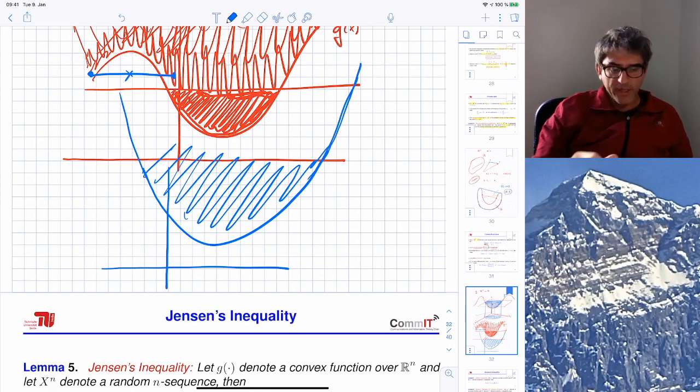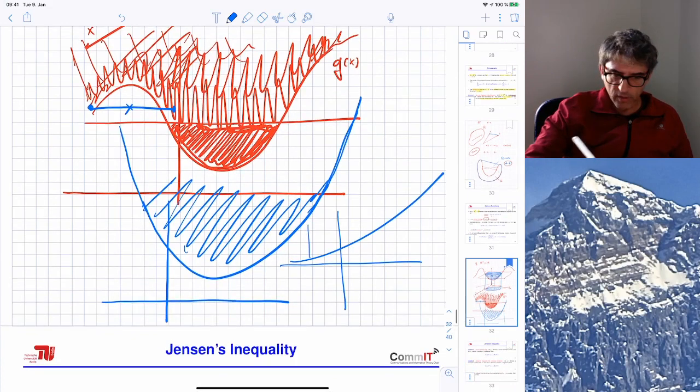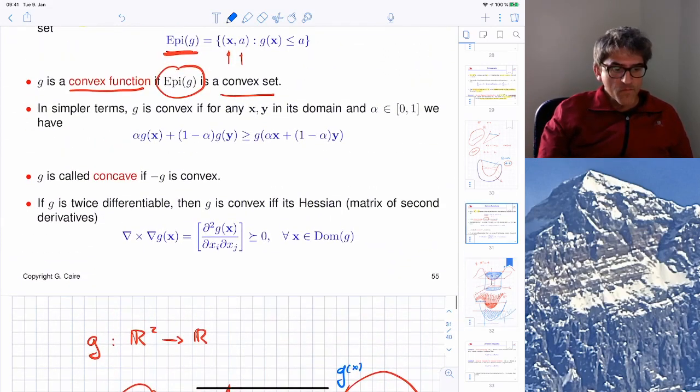So, for example, a quadratic curve with a concavity upward is convex. An exponential is convex. The exponential is a convex function because the epigraph is convex. There are plenty of functions that are convex.